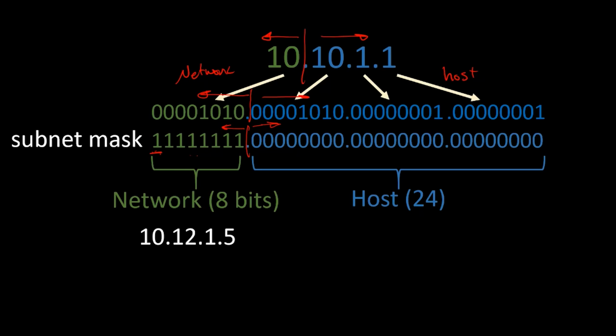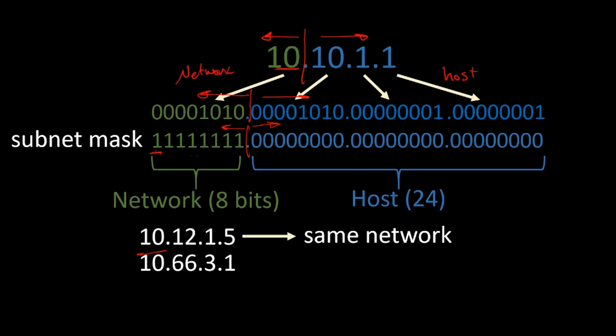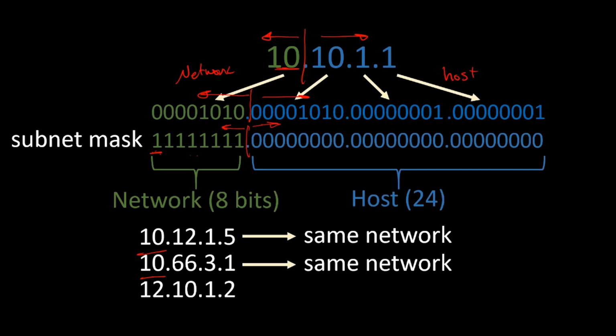Let's take this IP address as an example, 10.12.1.5. It has the same network part as this IP address, which means these 2 IP addresses share the same network and they can communicate directly without a gateway. What about this IP address, 10.66.3.1? It shares the same network part with our IP address, which means they are in the same network. But if you look at this IP address, 12.10.1.2, the network part is different from the network part of our IP address, which means this IP address is in a different network.